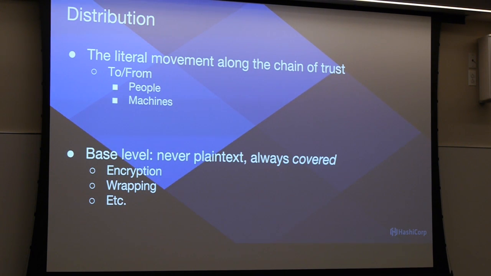Okay, so distribution. This is the literal movement along the chain of trust: to, from, people, machines. At the base level it should never be plain text, always covered. Covered doesn't necessarily mean encryption, because if it's encrypted, you need a key. I'm going to talk about what we've done with Vault to help with covering. It's something we call response wrapping.